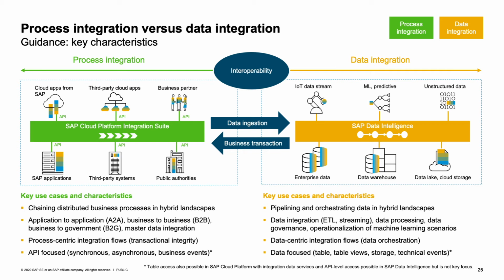This means pipelining and orchestrating data in hybrid landscapes. You have the typical ETL-like scenarios where you extract and process data. The data integration flows are much more on the data orchestration level, for example, reading data from storages, transforming it, and preparing it to be used in a business process context. And typically you are dealing with access on the data level and not on the business API level. So this is also something that you can find in the integration architecture guide, with additional guidance. That should help you to shape an overall enterprise integration strategy.